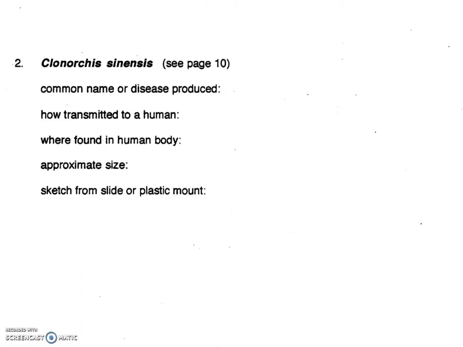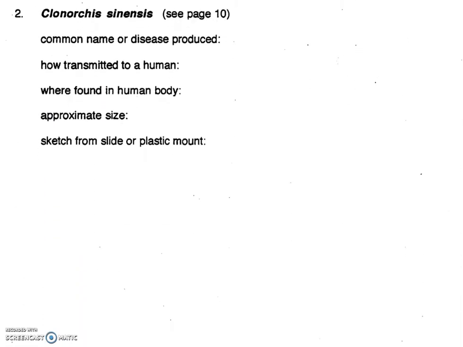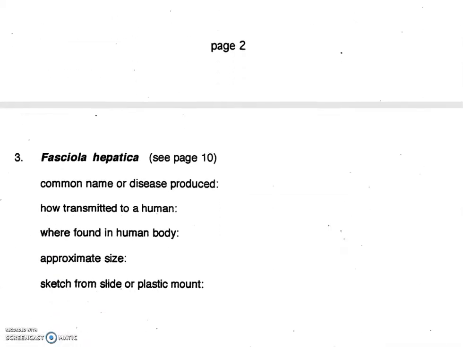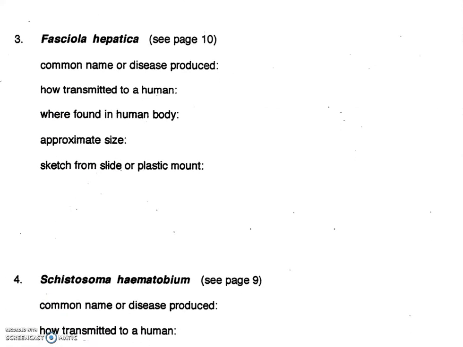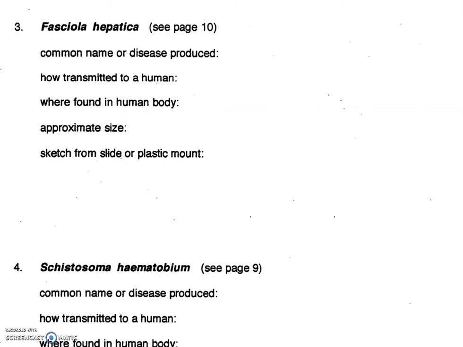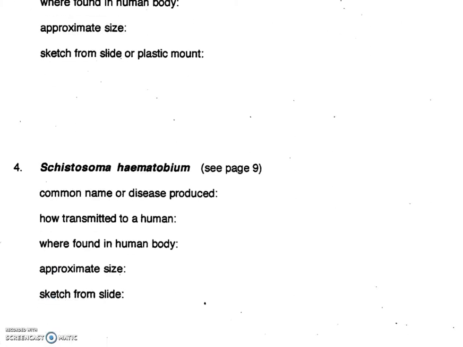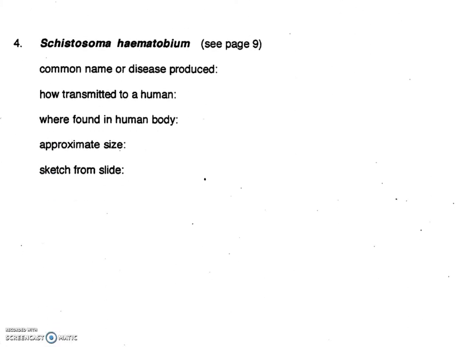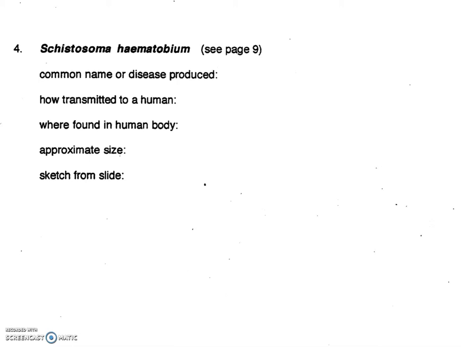But the next one, Clonorchis sinensis. This one is the Chinese liver fluke, and I think we had that one in a pathogen group as well. So you can find that one on the internet. You should make some drawings. Then here, Fasciola hepatica. This one is a common liver fluke. And then Schistosoma haematobium. That's a worm that causes schistosomiasis. I think there's a sketch at the end of this lab handout here.